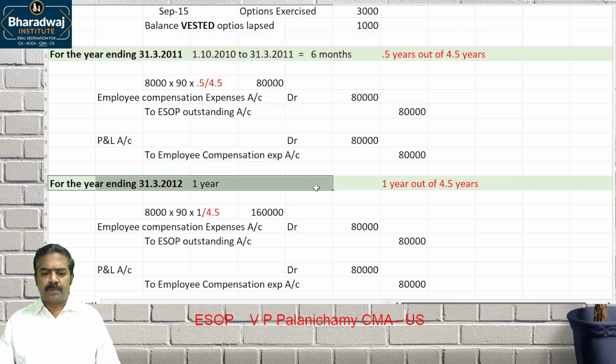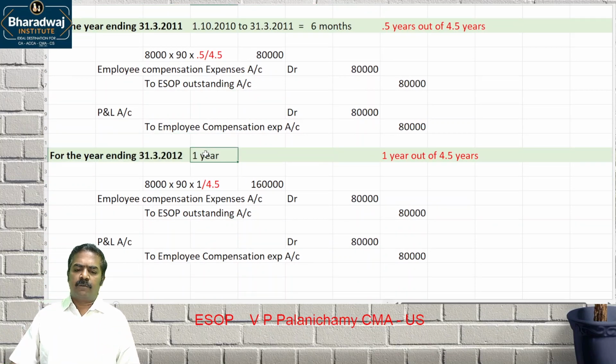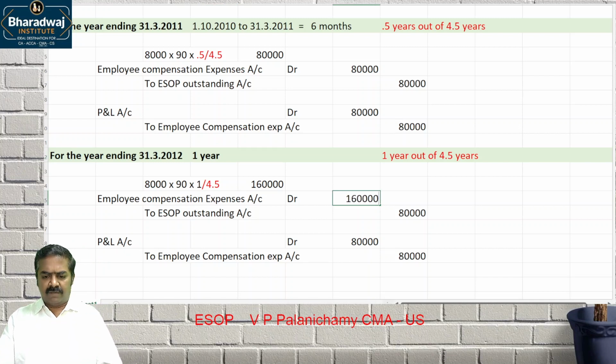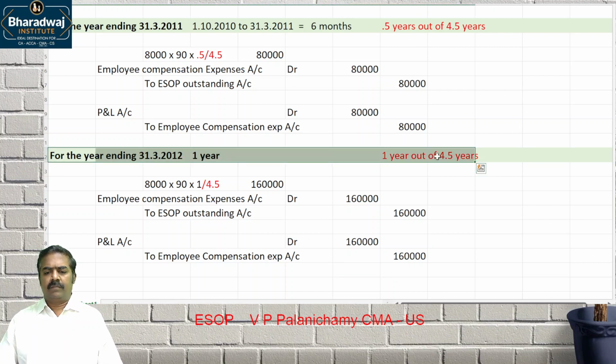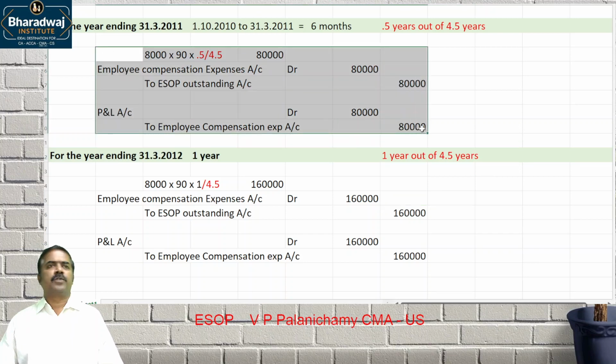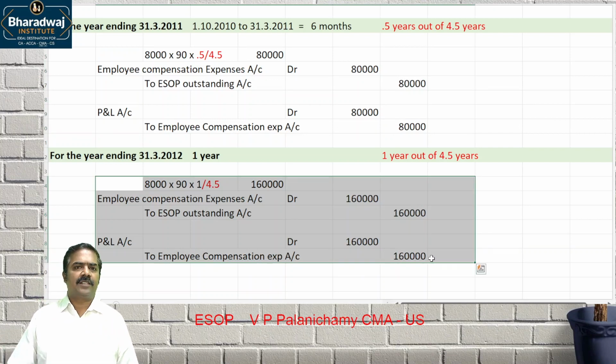Next year end also simple. For the year ending 31st March 2012, the period of 1 year is covered. So we will charge 1 out of 4.5, 1,60,000. Any doubt in it? First year only 6 months period is covered. Proportionate expenses 80,000. Second year 1 year out of 4.5 years covered. So proportionate expenses how much? 1,60,000.